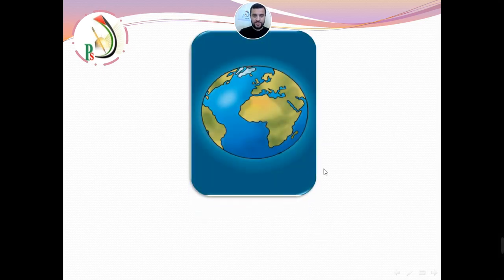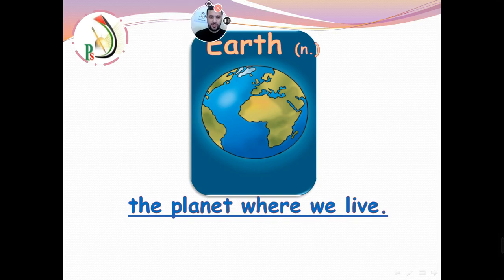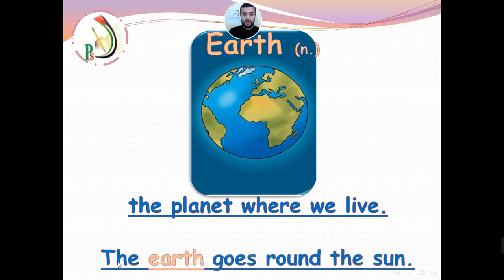Let's go on. What is this? It's a planet. Of course, you know it. The planet where we live. What do we call it? It's the Earth. Earth means this planet. We live in this planet. Let's see the example. The Earth goes round the sun.